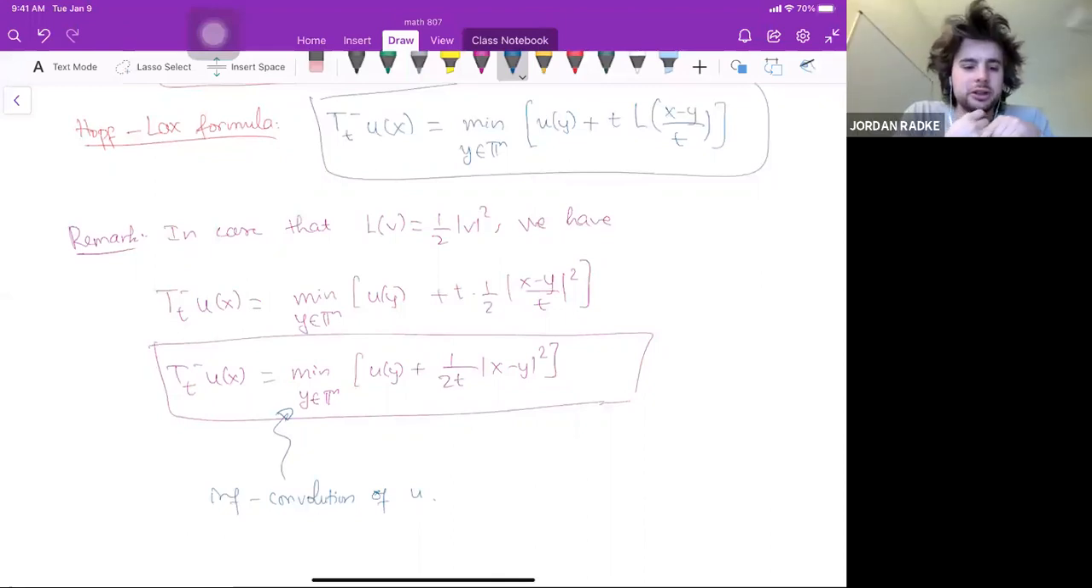I'm just curious, is it possible to define this operator in terms of a convolution, or is this just an intuitive name for it because of its smoothing effect?